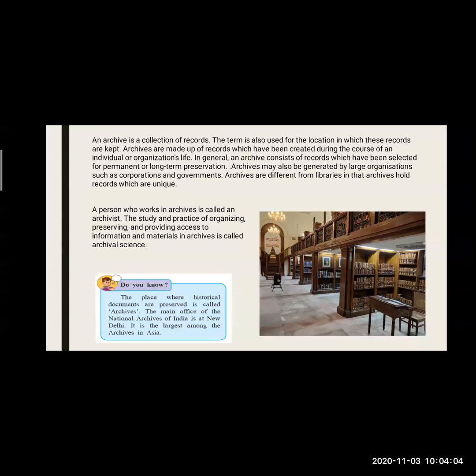Okay, they're not similar to libraries. They're quite different as they preserve historical documents which are unique. Now, a person who works in archives is called an archivist. And the study and practice of organizing, preserving, and providing access to information and materials in archives is called archival science. Now, the place where historical documents are preserved is called archives. Now, the main office of the National Archives of India is located at New Delhi. This is the largest, you can say, among the archives in Asia.